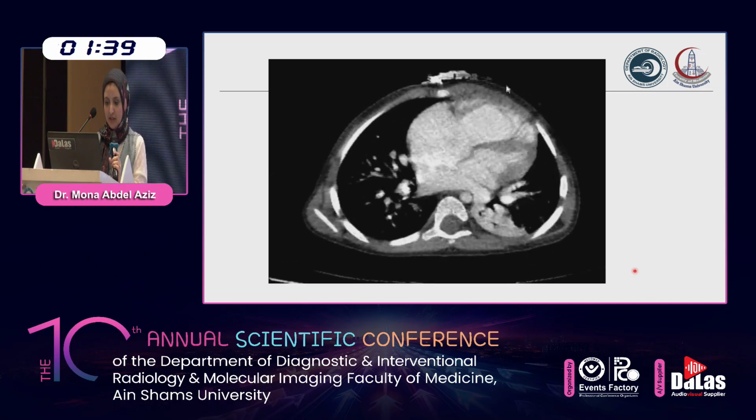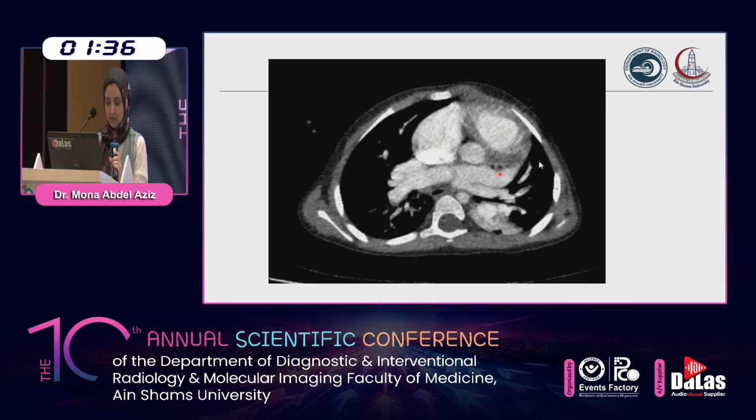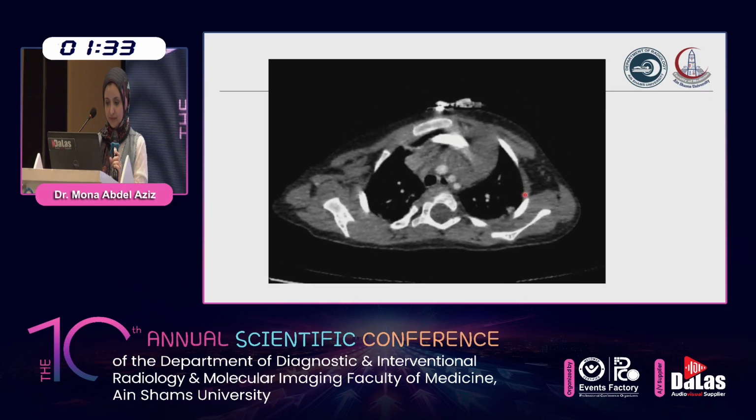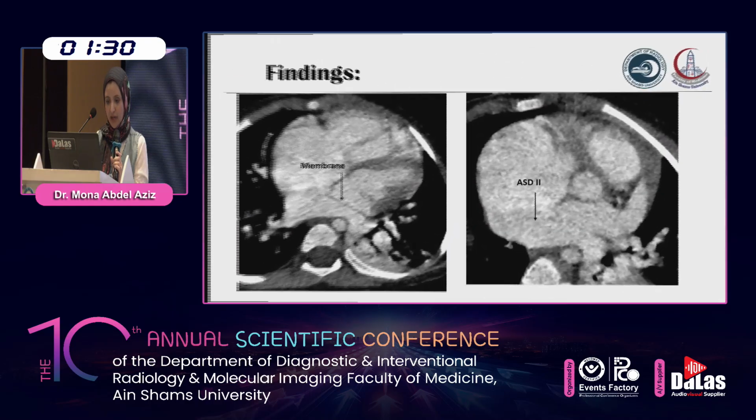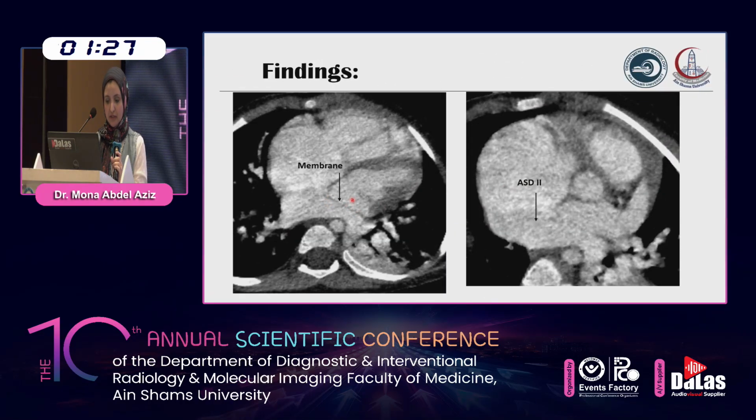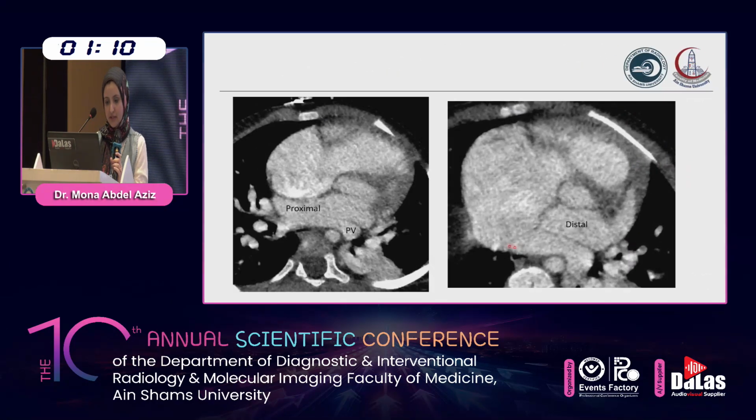So what do we have in that case? We have a membrane that is seen separating the left atrial chamber into two chambers, a proximal one and a distal one. The proximal one is seen receiving the pulmonary veins, and the distal one is seen connected to the mitral valve, and there is an ASD also, secundum ASD type 2. This is the proximal chamber receiving the pulmonary veins, and the distal chamber connected to the mitral valve and the atrial appendage. We have also dilated RV and RA, and we have a dilated pulmonary trunk.